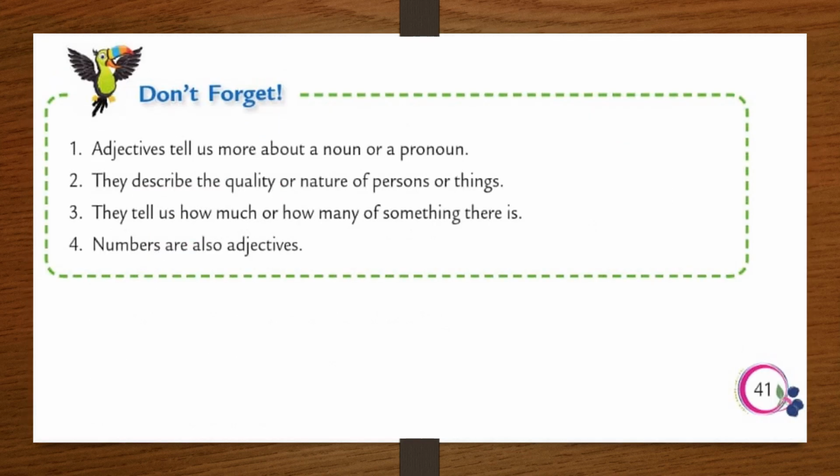Now this chapter is over. Let us revise. Adjectives tell us more about a noun or a pronoun. Okay? Second, they describe the quality or nature of persons or things. They tell us how a person, animal, place, or thing is. They tell us how much or how many of something there is. Numbers are also adjectives. Okay, children, so this was in this chapter.